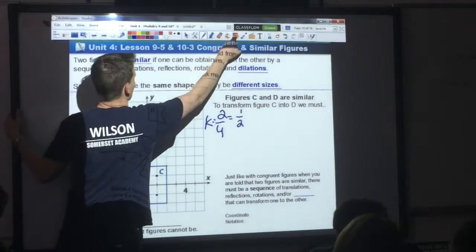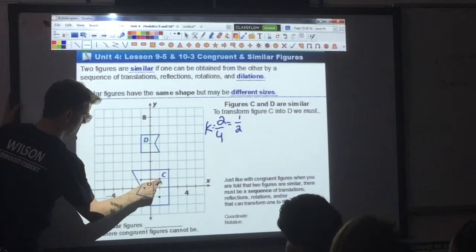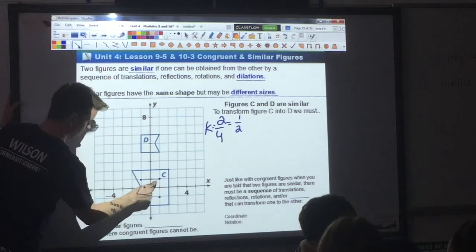Once you've dilated all of your vertices, you go back and you connect everything with our old friend, Mr. Line.